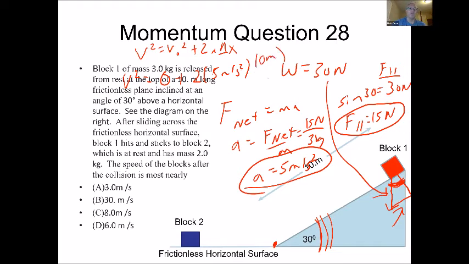So we do a little math here. 10 times 5 is 50, times 2 is 100. That's equal to v squared. So v is going to be equal to the square root of that, which is going to be 10. So that's our speed when we get to the bottom of the incline.